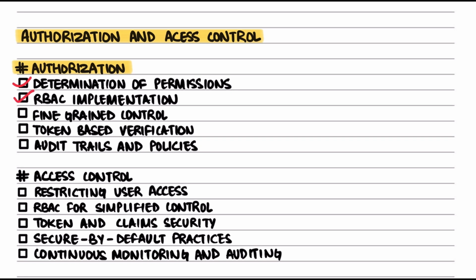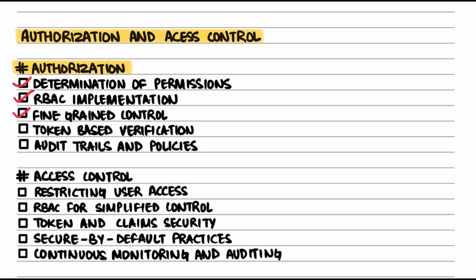RBAC implementation. Role-based access control simplifies authorization by systematically assigning roles to users. It streamlines the management of permissions by associating predefined roles with specific actions, enhancing the overall efficiency of access control.